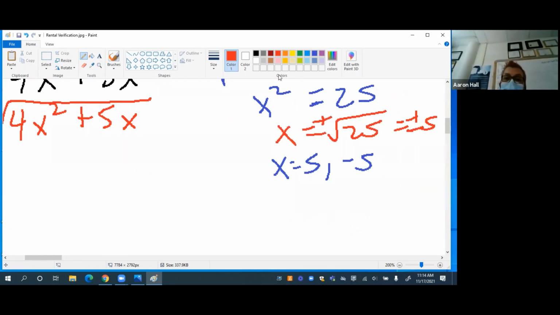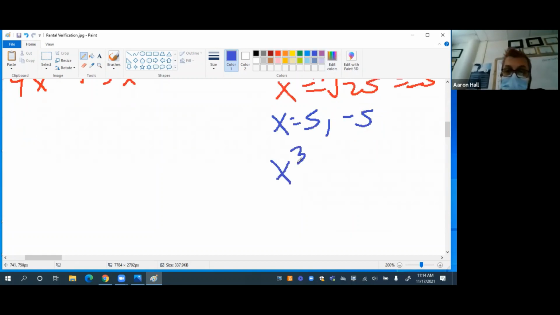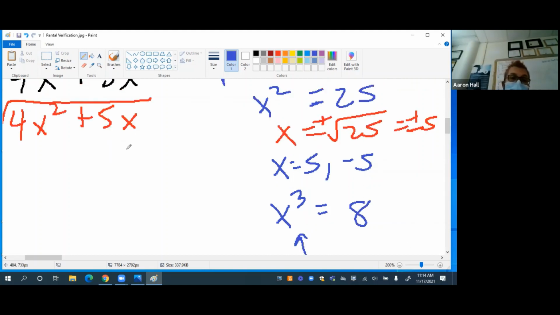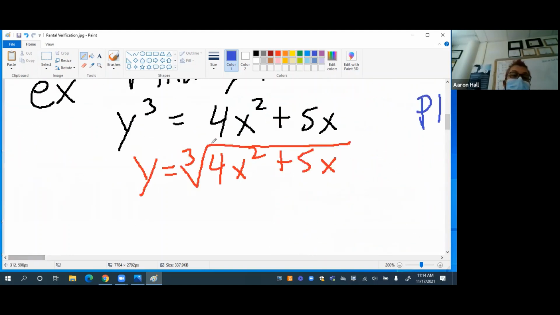But let's look at a cube root. What if I have something like x cubed equals 8? Can you think of what x is that will give me an 8? What about a -2? Yeah. So the rule is, if we're going to take any even root, then we have to remember plus or minus. If it's an odd root, then you don't do plus or minus.